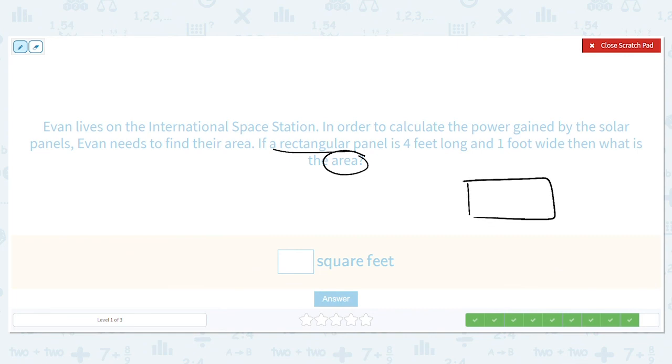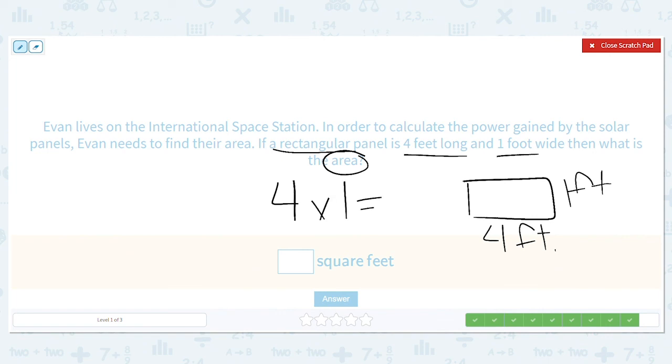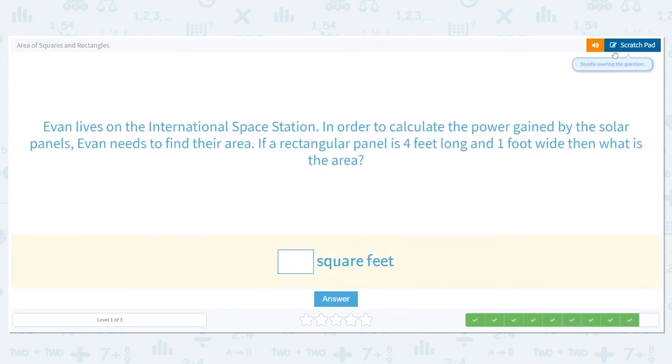What are my side lengths? One side is 4, one side is 1. And I like to label it simply because it's a visual. I'm a visual learner, so that helps me. So 4 times 1 equals what, guys? It equals 4. So the area of the panel is 4 square feet.